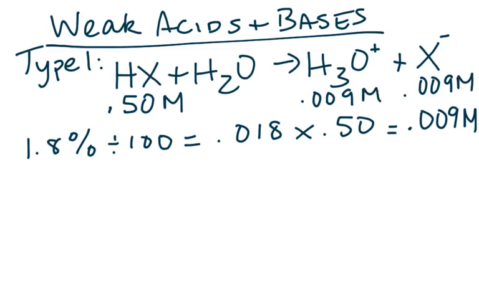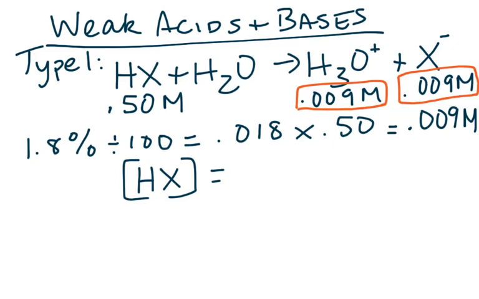So the question says calculate the molar concentration of each species. So we've done that for H3O plus. We've done that for X minus, but we're not done that for HX. So HX concentration was 0.5 molar, but we have to subtract the 0.009 that dissociated out, so we end up with 0.491 molar.